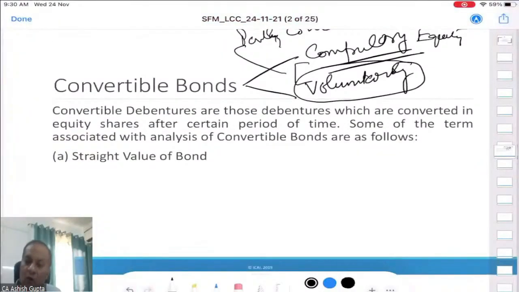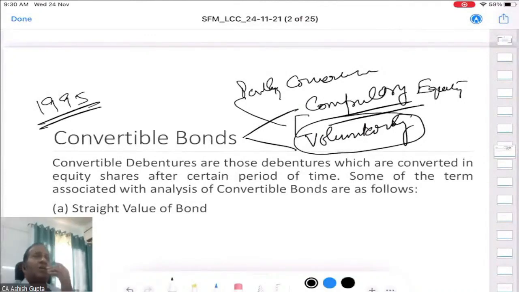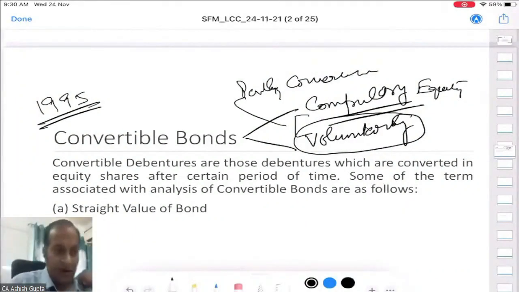here we have to be very thorough with some concepts. If I recall, convertible bonds are prevalent nowadays, but somewhere around 1993 or 1994, I don't recall exactly, Reliance came out with convertible bonds. And I remember that convertible bonds are normally considered as a bond with warrants.